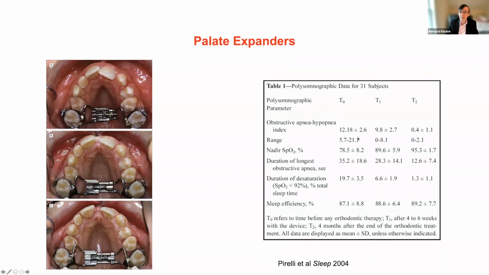And in selected patients, now this is looking at the apnea-hypopnea index as you expand, and as you can see in various positions, in position 0, which means just put in, the apnea-hypopnea index is 12, 2, 8, and then fully expanded 0.4, which is normal. So in very selected patients, this is very, very effective. So if the tonsils and adenoids don't make it better, this is often a move that we take.